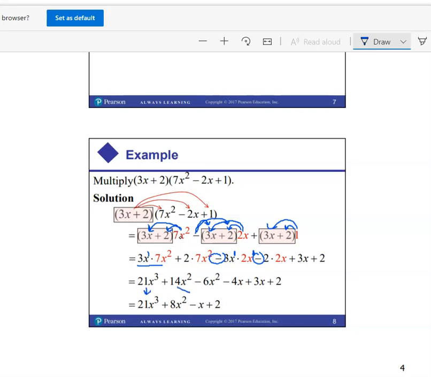They put the 14x squared and the negative 6x squared together because they both are x squared. So 14 minus 6 would give you 8x squared. These two can go together because they're both x raised to the first power. So negative 4x plus 3x would give you negative 1x. And traditionally we don't write the 1 in front of the x, we just assume that it's there. And then we've got our plus 2 that didn't have anything that would go with it.